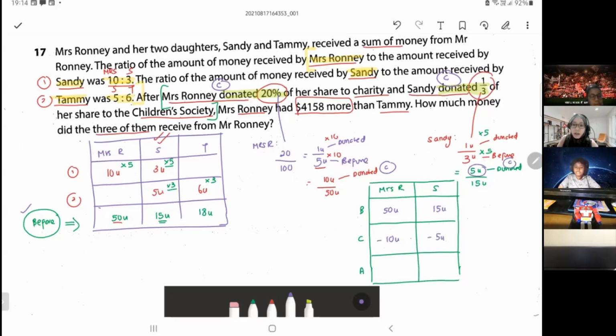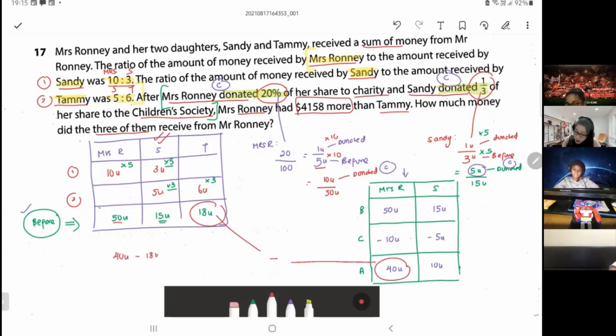Minus 5. Donated means giveaway, so it's minus. You do not add in. Then you go down the column. 50 units minus 10 units, you get 40 units. 15 minus 5, you get 10 units, right? Then they are saying to compare between Mrs. Rooney and Tammy. Compare. Minus. So you have 40 units minus 18 units. That will be 22 units. This is the comparison which was given to us.